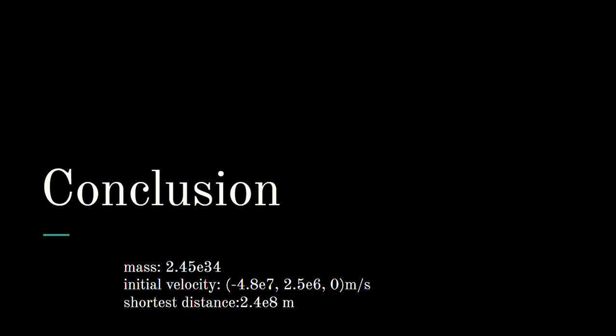So in conclusion, we found out that the mass is about 2.75 times 10 to the 34th, and the initial velocity is as shown, and the shortest distance is 2.4 times 10 to the 8th meters.